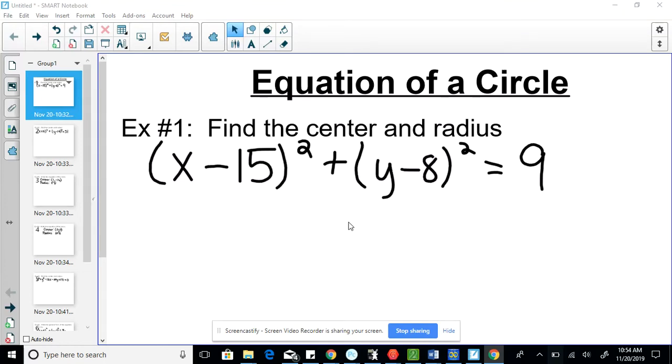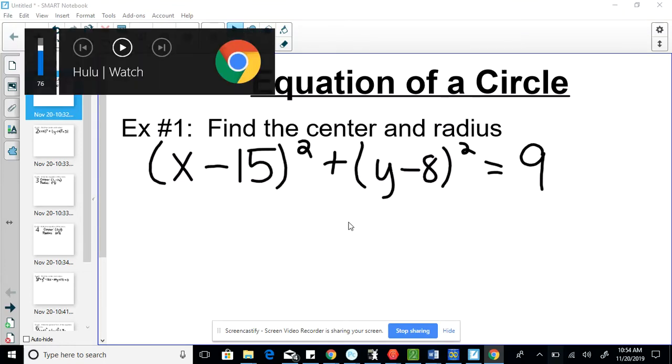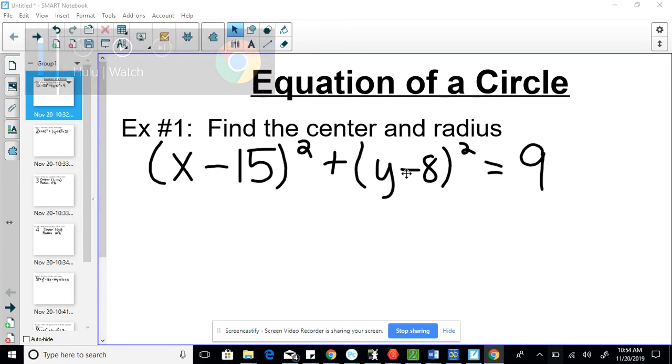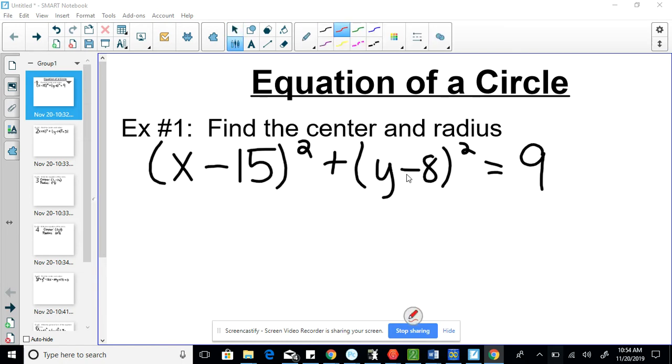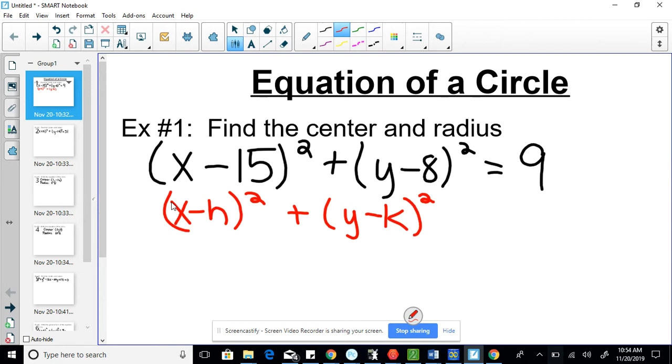So today we're talking about equations of a circle. We're going to start with finding the center of a circle. First off, the equation of a circle in standard form is this. It is always (x − h)² + (y − k)² = r².